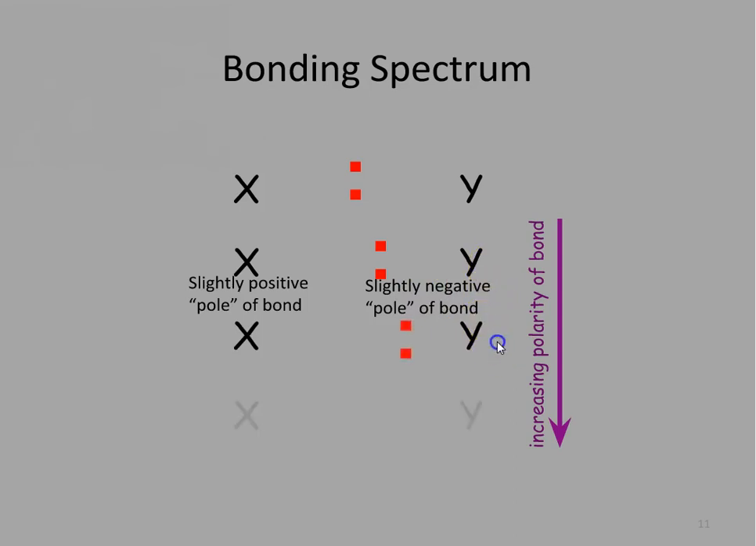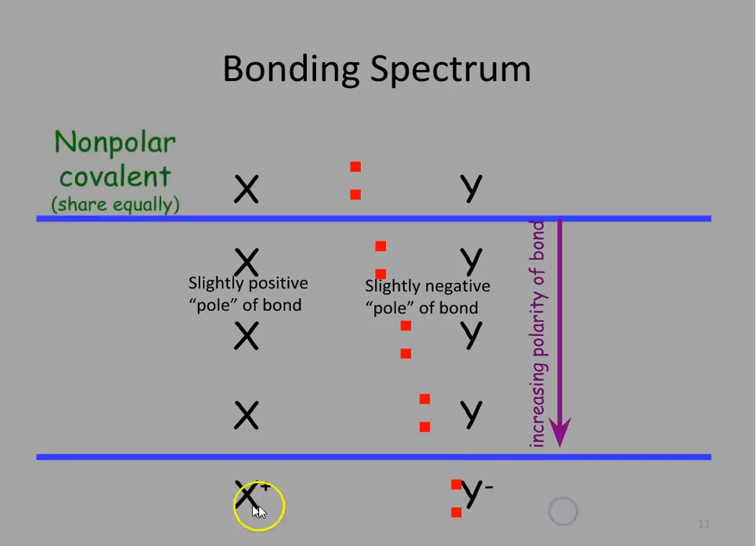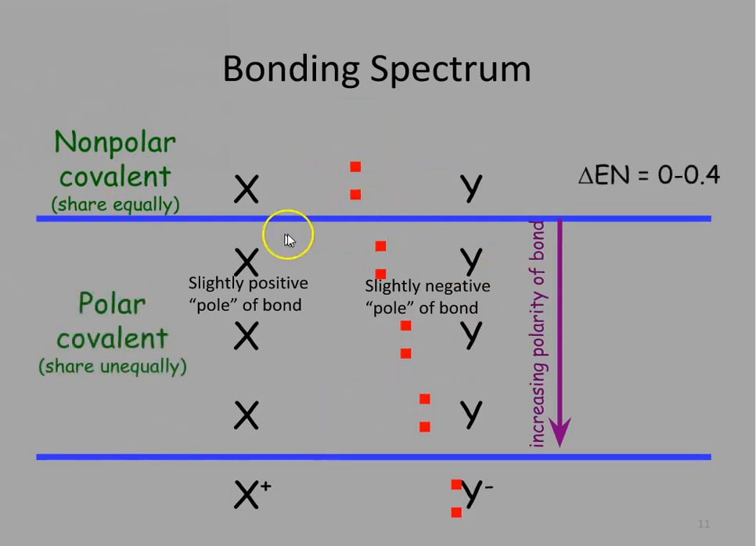So let's keep increasing the electronegativity of Y. It keeps pulling those electrons over towards itself, right? Eventually you'd get such a huge electronegativity difference that Y essentially has and owns those electrons, right? It's stolen them. And it becomes completely negative and X becomes completely positive. At that point, we would say we have ionic. But up here, they're shared equally, and so it's nonpolar. Anywhere in here, it would be polar covalent.